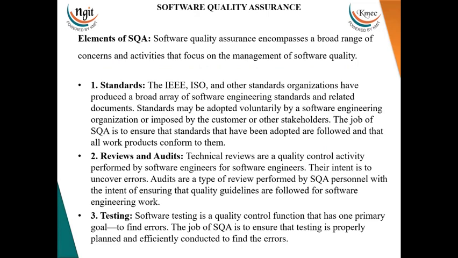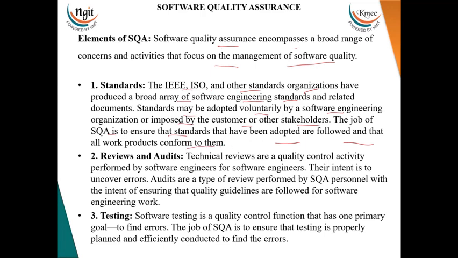Now if you observe the slide, it says elements of SQA. Software quality assurance encompasses a broad range of concerns and activities that focus on management of software quality. The standards: the IEEE, ISO, and other standard organizations have produced a broad array of software engineering standards and related documents. Standards may be adopted voluntarily by software engineering organizations or imposed by the customer or other stakeholders. The job of software quality assurance is to ensure that the standards that have been adopted are followed and that all work products conform to them. That is, they are being applied.